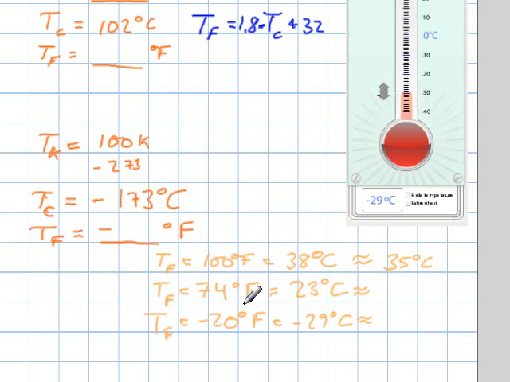74 minus 30 is 44, divided by 2 is 22 degrees Celsius. Negative 20 minus 30 is negative 50, divided by 2 is negative 25 degrees Celsius. Notice how quick this was. I don't need a calculator. I can just do it in my head. Because of dividing by 2, it's advantageous to have even numbers, so you don't have to think too much. This kind of approximation can easily be used out on the street with a tourist.